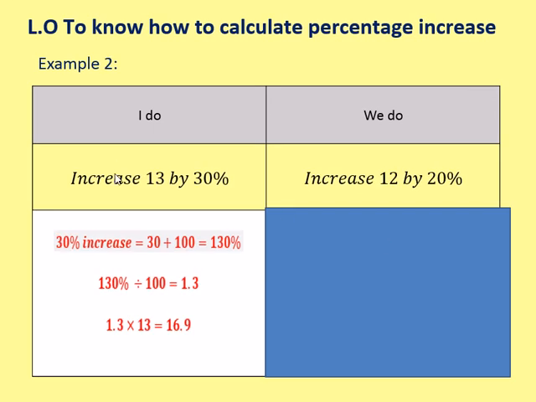Okay, so next one, increase 13 by 30%. So we're looking for a 30% increase. So we're finding 130%, yeah? Finding the original 100% plus an extra 30. So we're finding 130%. The multiplier for that is 1.3. So you do 1.3 multiplied by 13, which gives 16.9. So pause the video here, copy that down, and then try the redo, please.